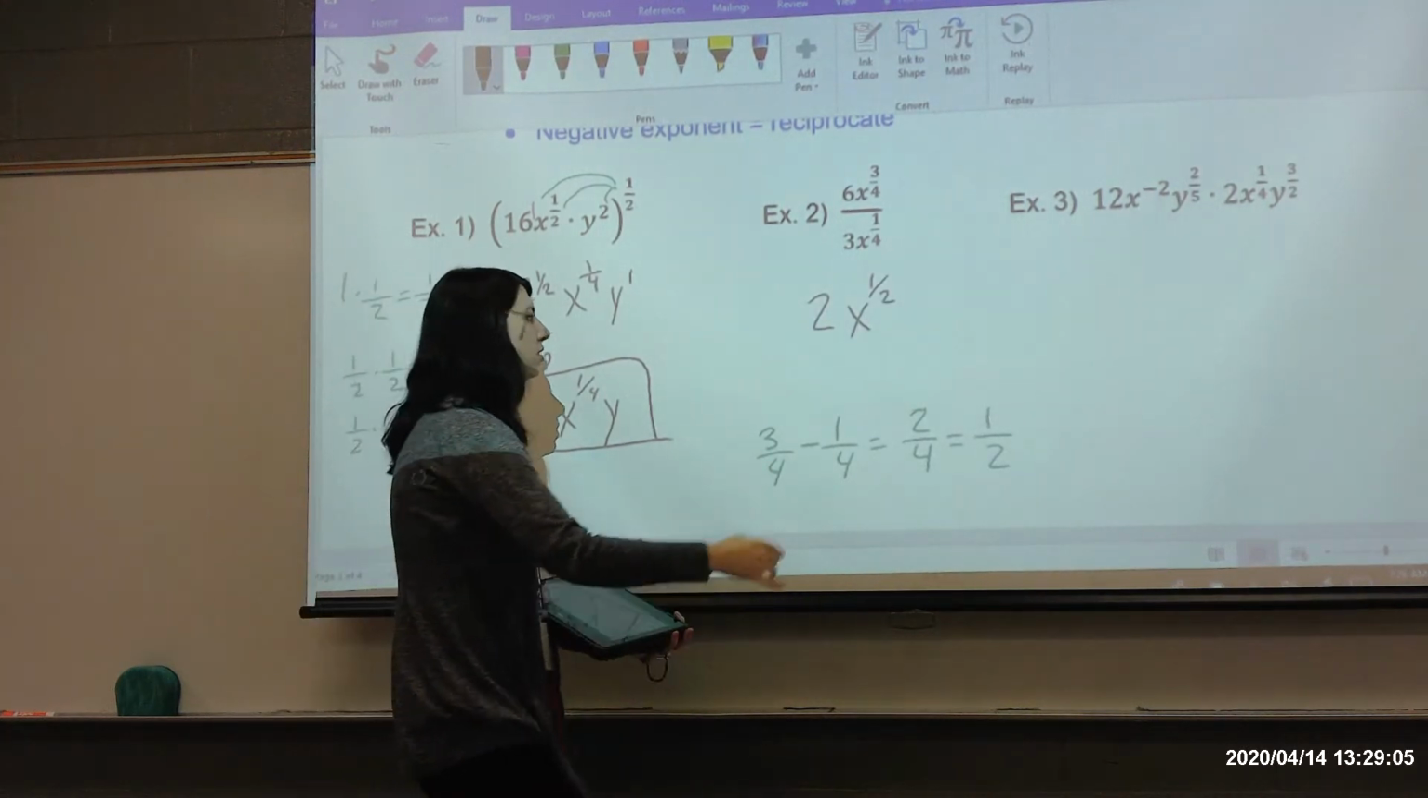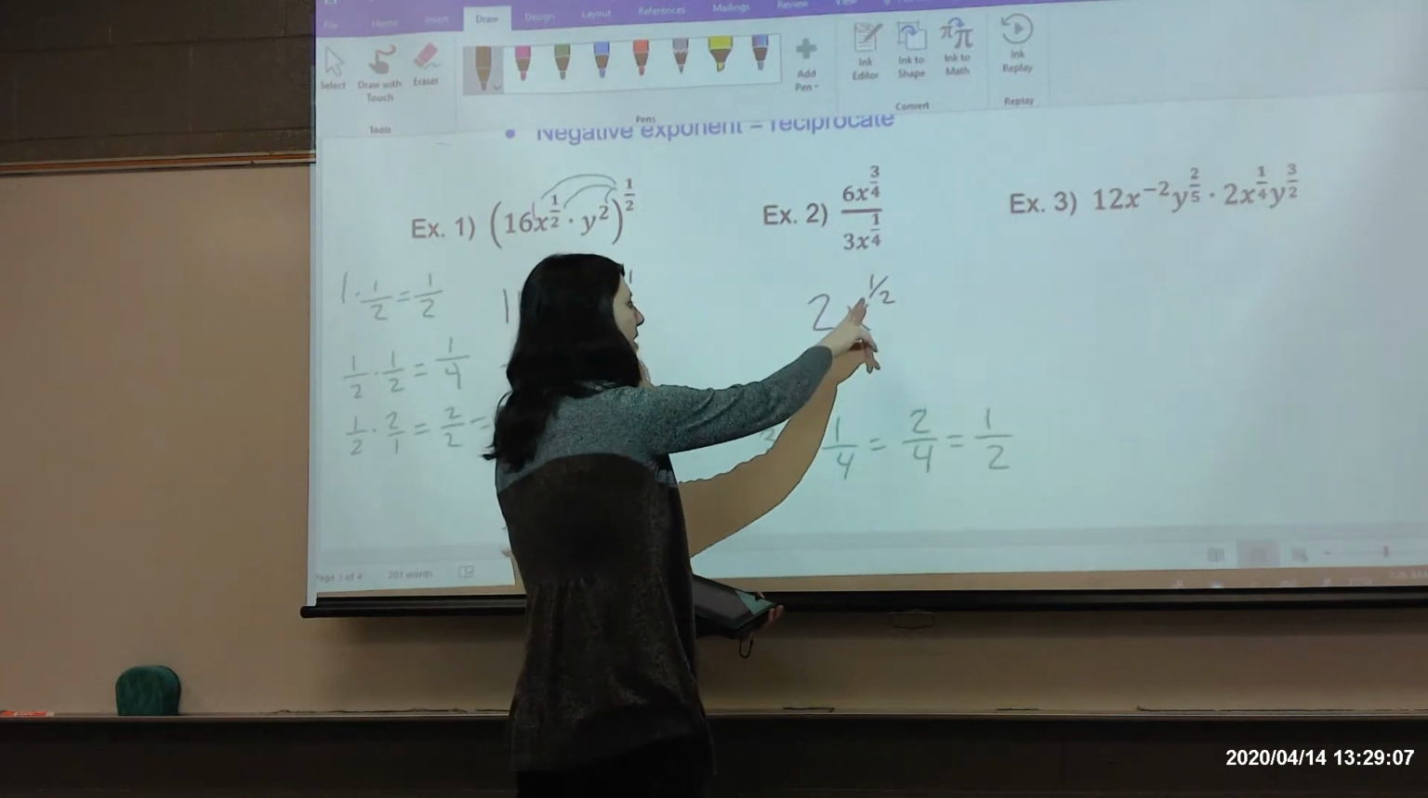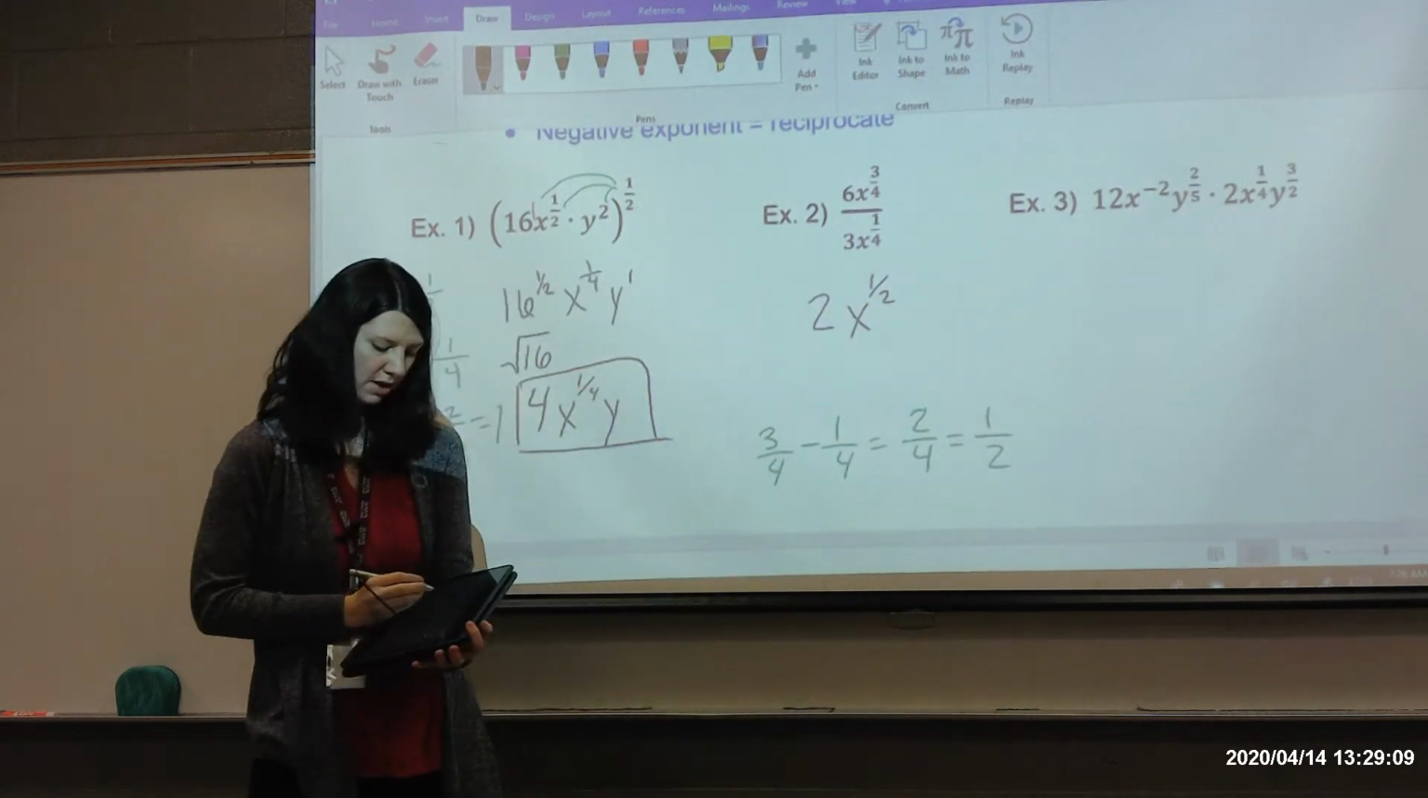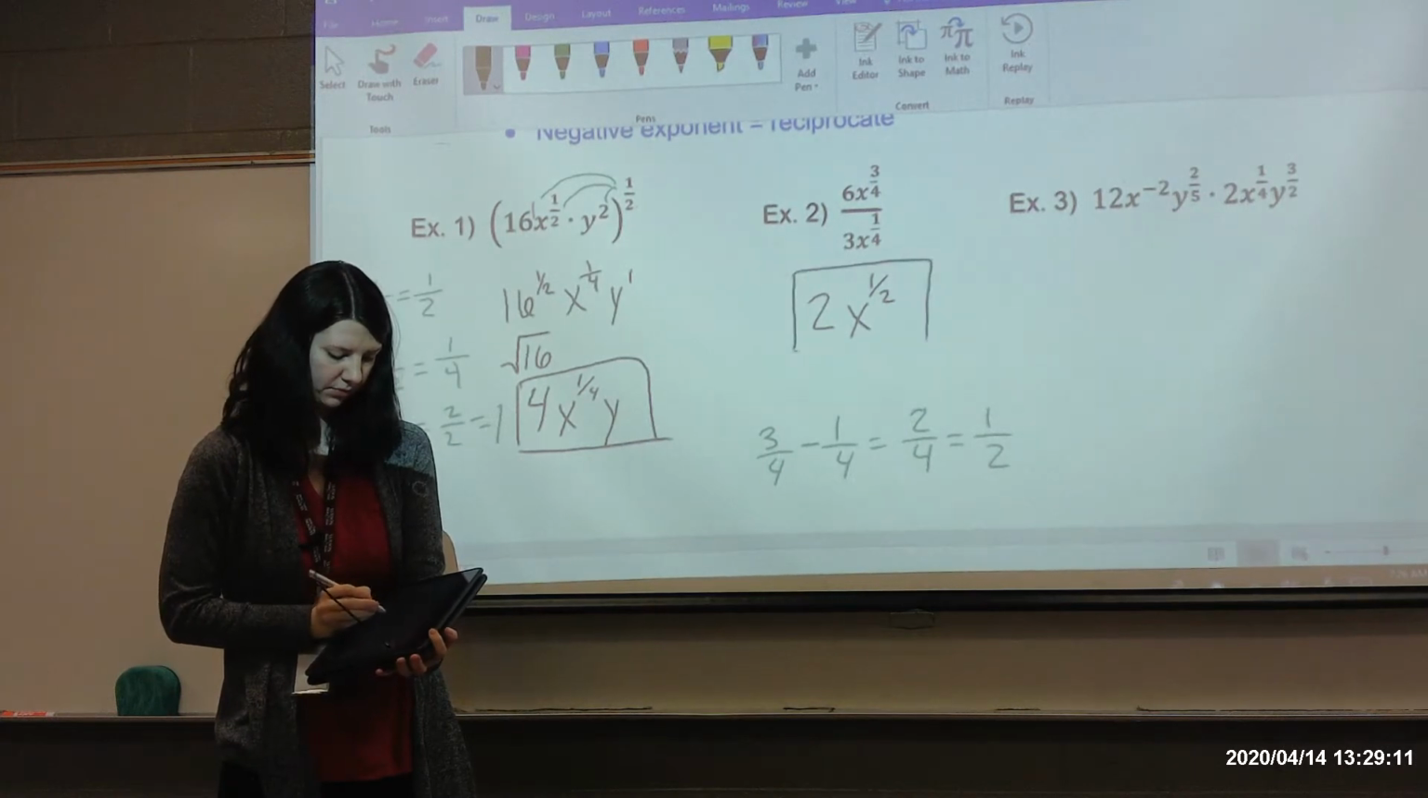I check for any more simplification. 2 is already simplified. 1/2 can't simplify. We leave it as an exponent. There's our final answer.